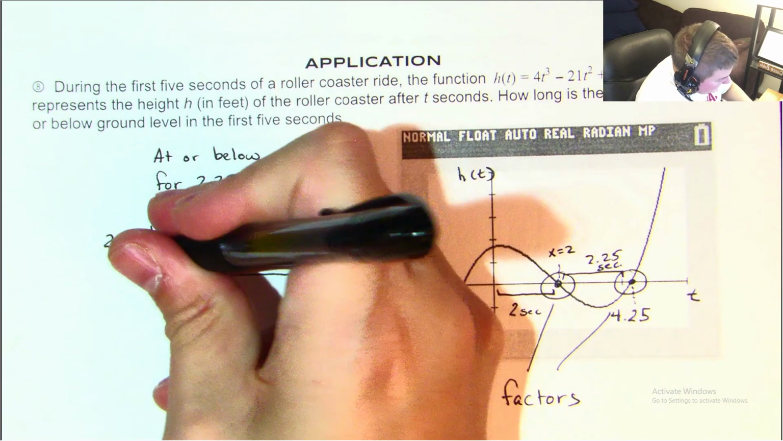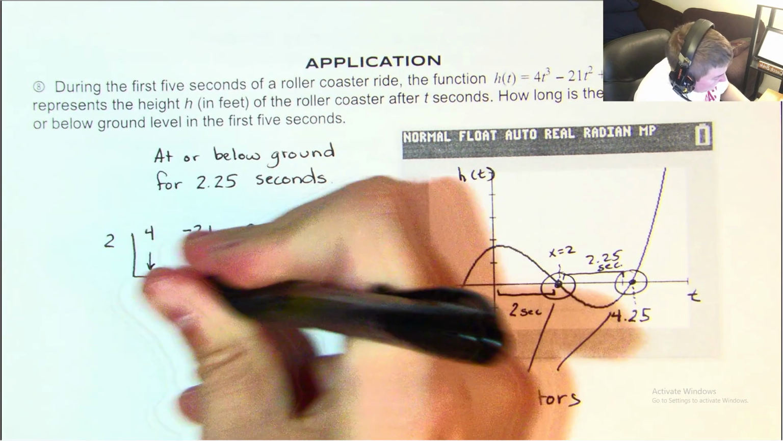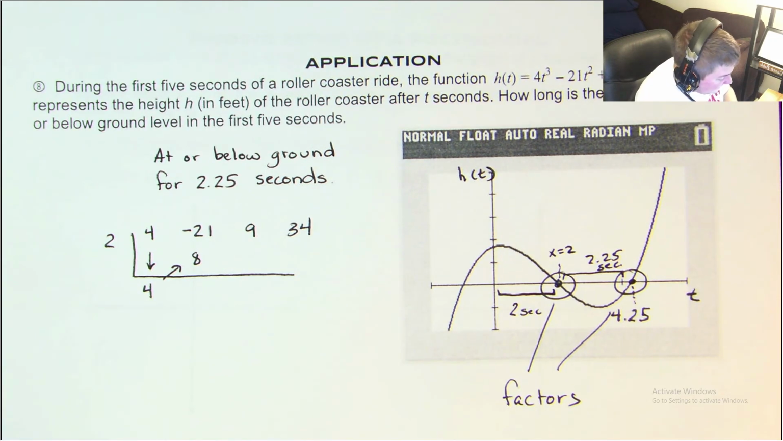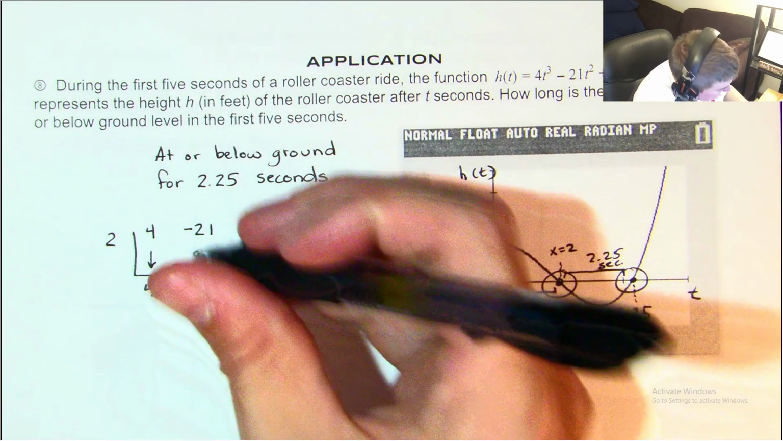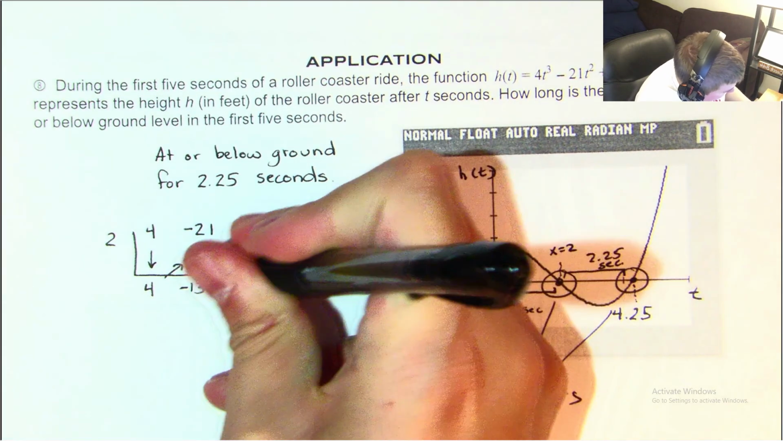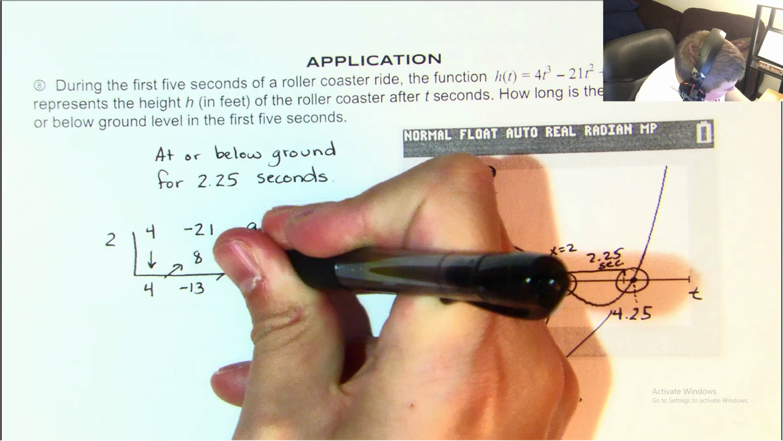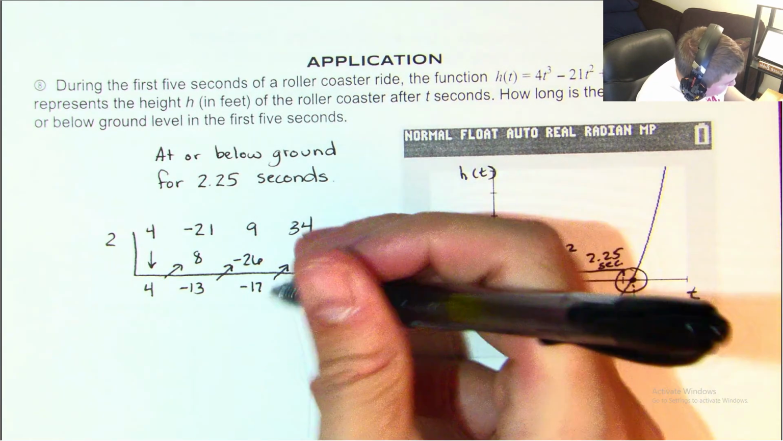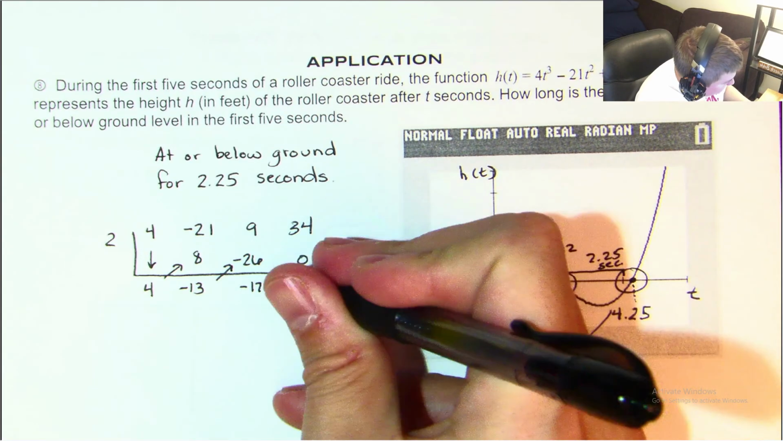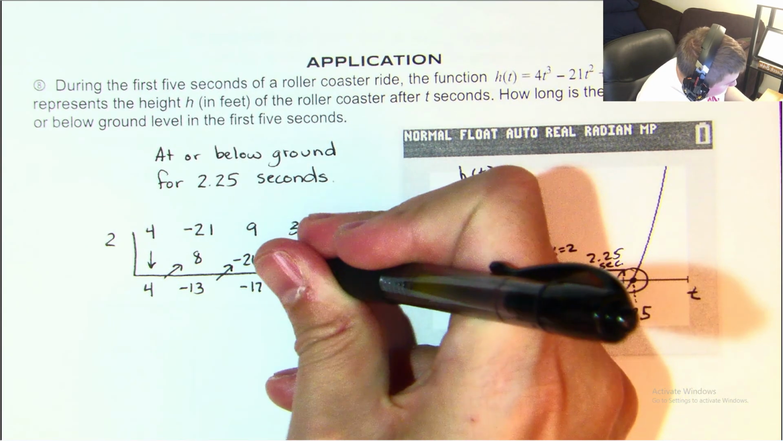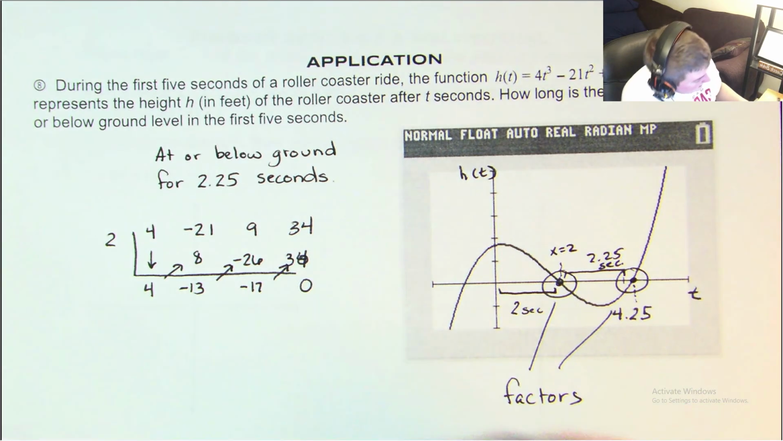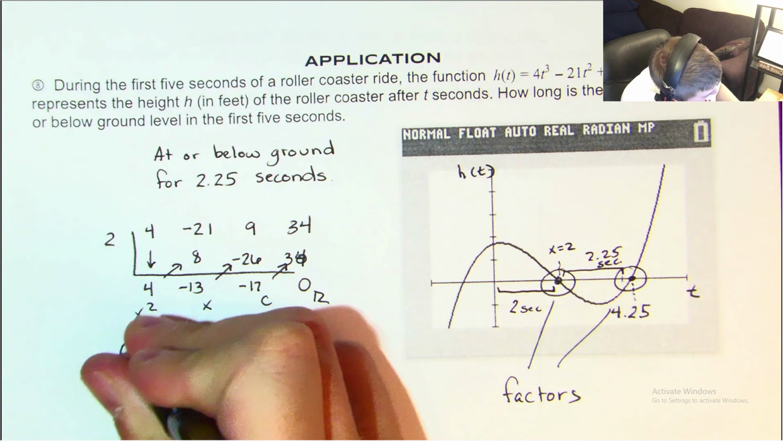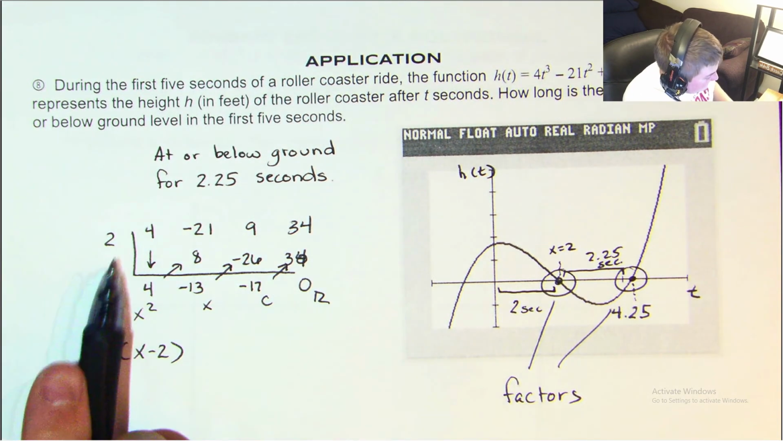So we would drop this down to get 4. 2 times 4 is 8. Okay, and then we would have negative 21 plus 8. It's negative 13. And this would be negative 26. This would be negative 17. And this would be 34. And then this would be 0. So then we have a remainder, a constant, an x, and an x squared term. So we just factored out x minus 2 because 2 is the value that makes that 0.